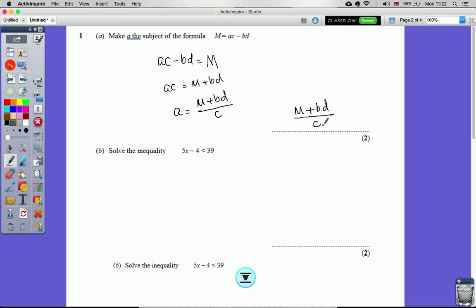The next question is an inequality question. 5x minus 4 less than 39. So I'm going to add 4 on both sides. So that will leave me with 5x is less than 39 plus 4, or 5x is less than 43. Then we divide both sides by 5. So x will be less than 43 over 5. And now what you would do is simplify it. You can either write it as a mixed fraction or you can write it as a decimal. So 43 divided by 5 will give you 6.8.